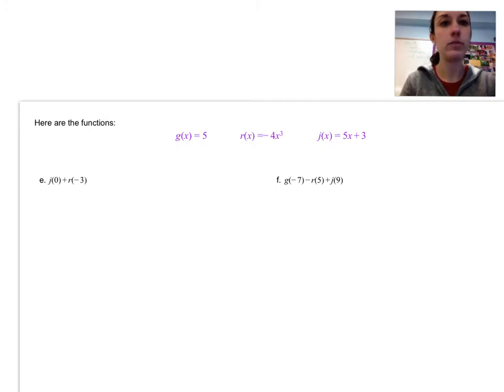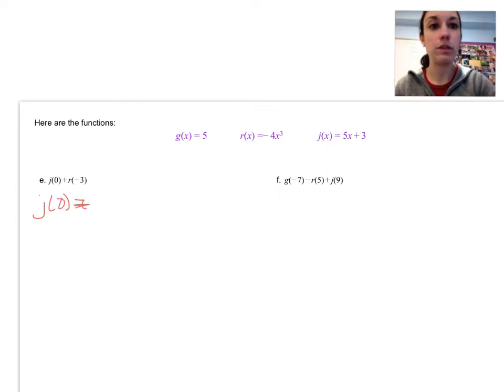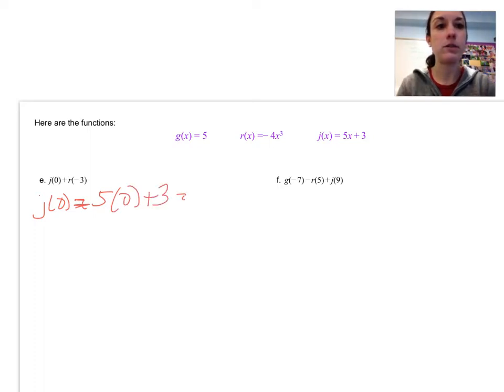To finish up example 2, we are using those same three functions again, g of x, r of x, and j of x. If we take a look at letter E, we have j of 0 plus r of negative 3. If we want to find j of 0, we need to use our j of x function. So j of 0 is going to be equal to 5 times 0 plus 3. 5 times 0 is 0, and 0 plus 3 will give us 3.